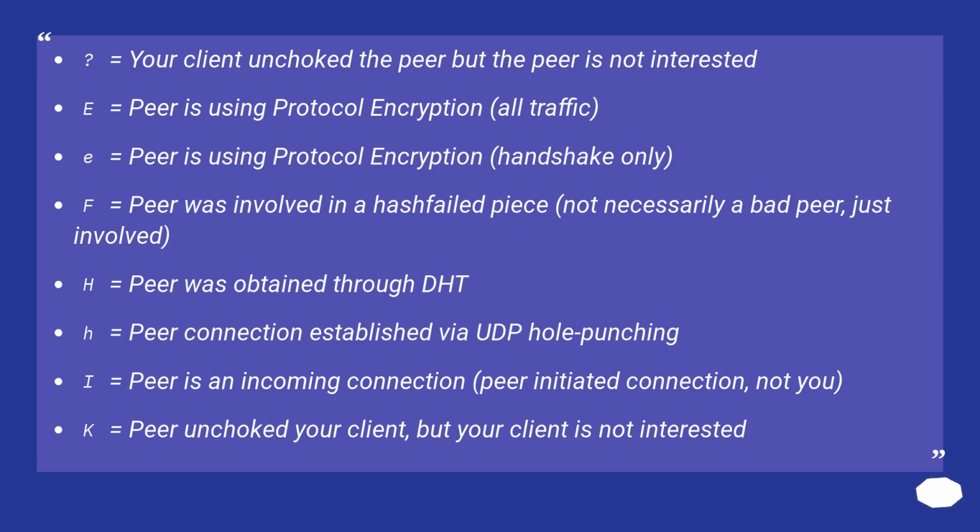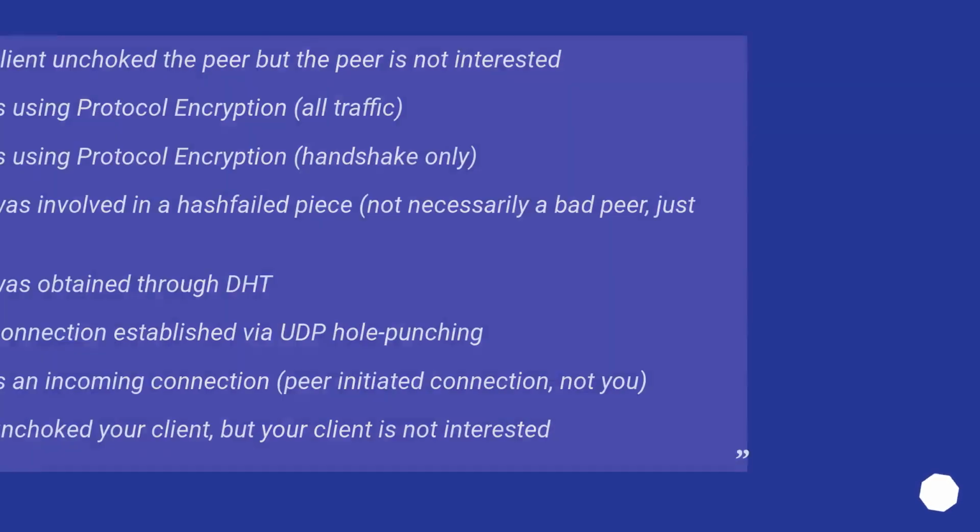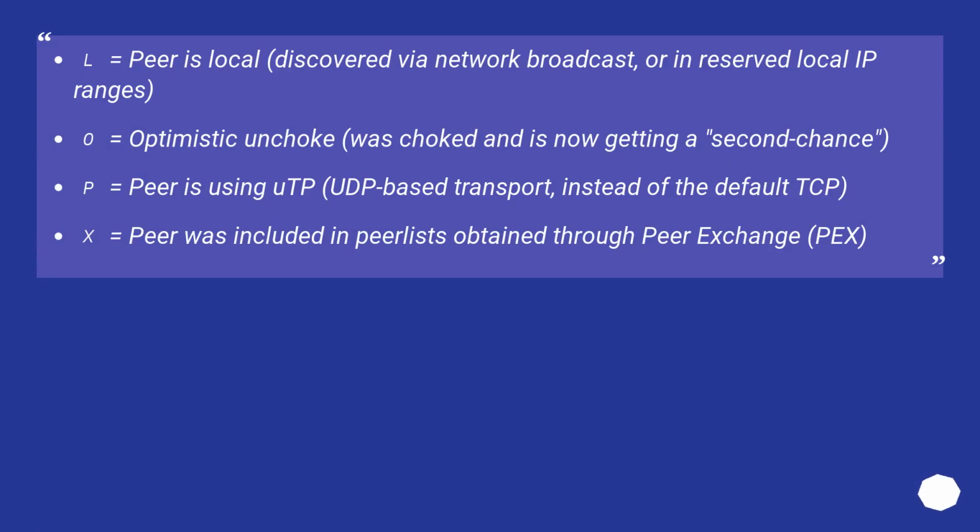h equals peer connection established via UDP hole punching. I equals peer is an incoming connection, peer initiated connection, not you. K equals peer unchoked your client, but your client is not interested. L equals peer is local, discovered via network broadcast, or in reserved local IP ranges. O equals optimistic unchoke, was choked and is now getting a second chance.